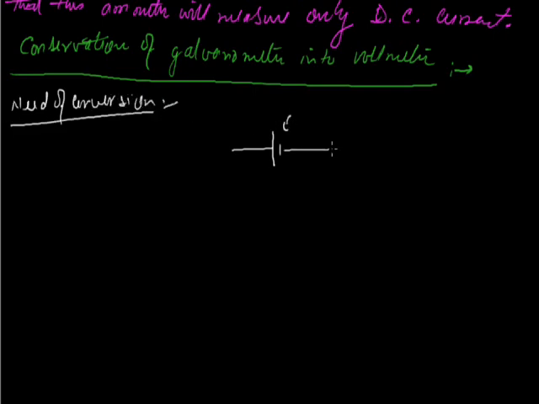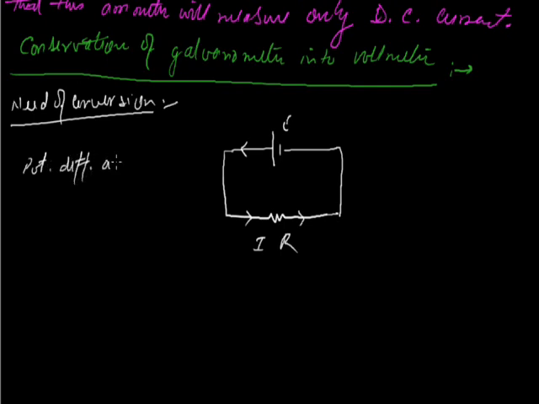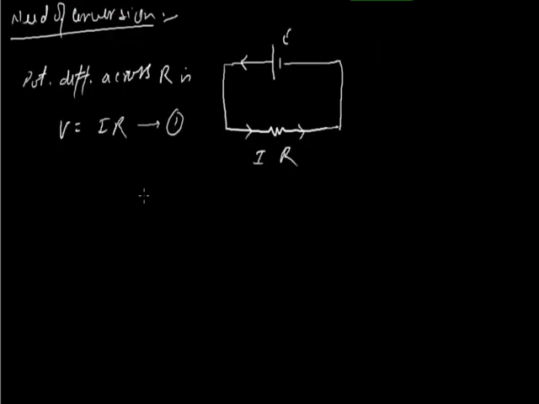The EMF of the cell is E. It's connected to an external resistance of capital R. Current I flows through here. So the potential difference across R is V is I R. First, we want to measure this potential difference with the help of a galvanometer, so connect a galvanometer in parallel.